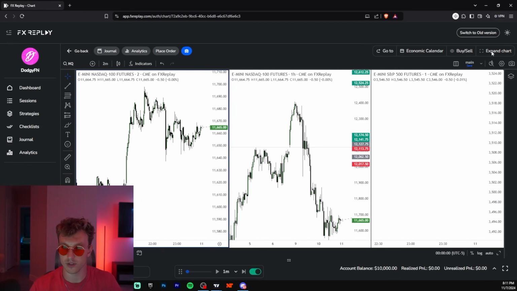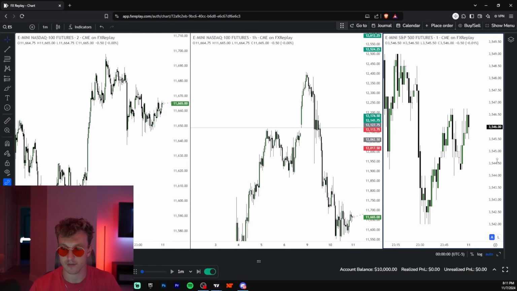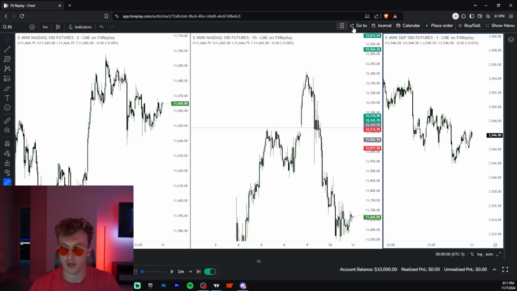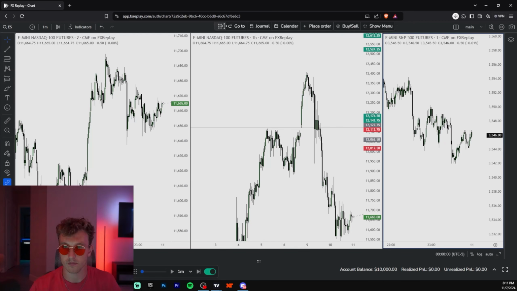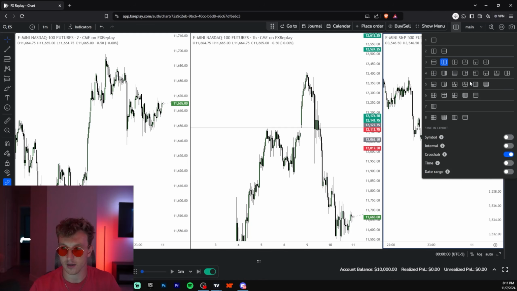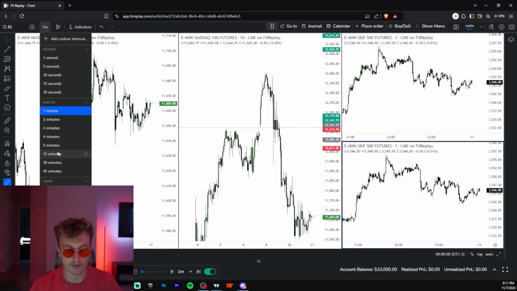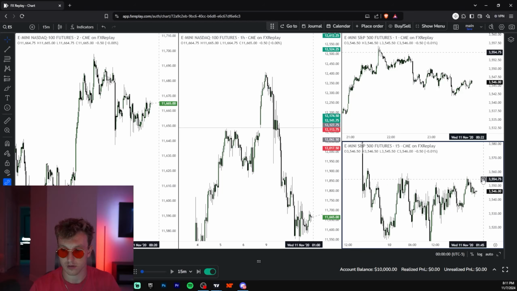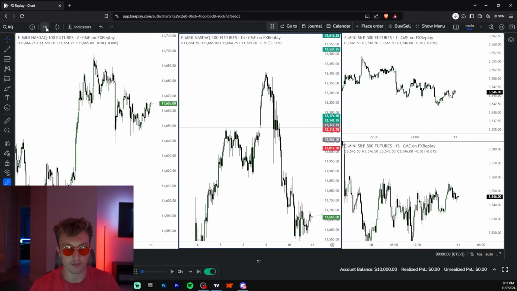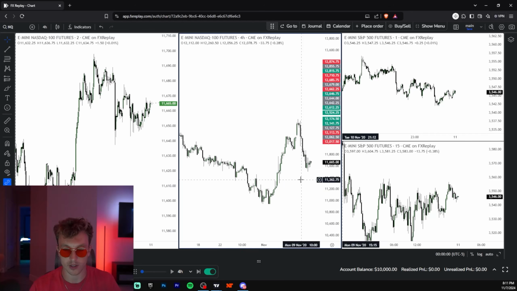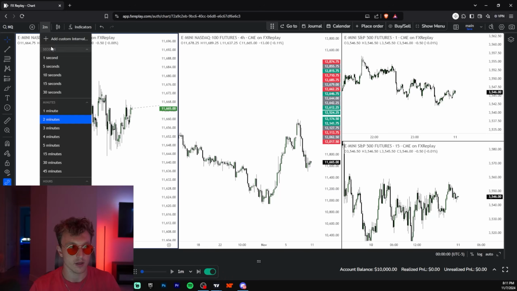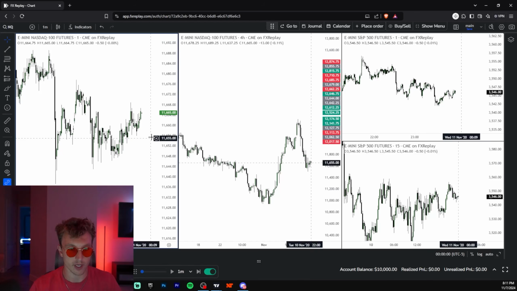So we're gonna full screen this. We're gonna have ES here just to check for SMTs. I kind of want to have something like this here, just to see the higher time frame SMTs as well. So yeah, 1 minute, we're gonna do the bias on the 4 hour and 1 hour. We're gonna try to take at least 10 trades if I can. And then we're just gonna let it rip.